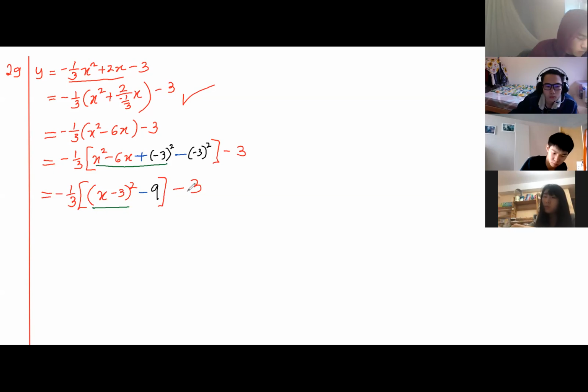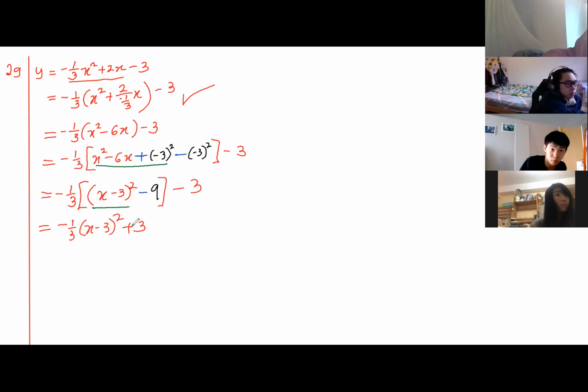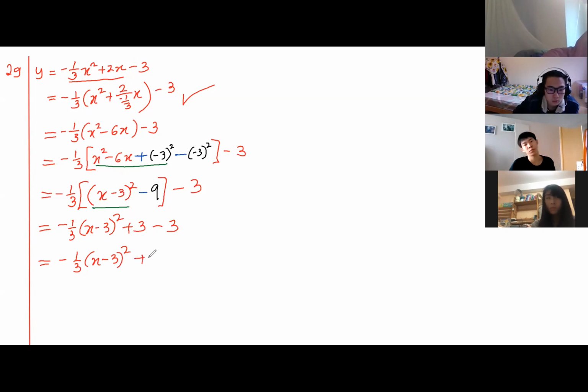Does it make sense? So if you open the brackets, minus 1 over 3 times this is minus 1 over 3 and that bracket. Minus 1 over 3 times this will be plus 3. Please confirm. Am I right? Then we have minus 3 waiting for us. Uh-oh, we have a 0 there. That's just 0. You may choose to write it or not.